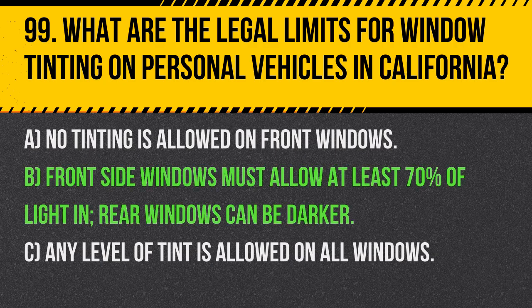Answer: B. Front side windows must allow at least 70% of light in. Rear windows can be darker. California law regulates window tinting to ensure visibility and safety.